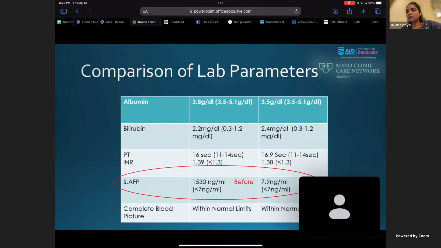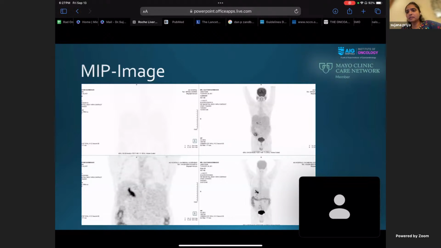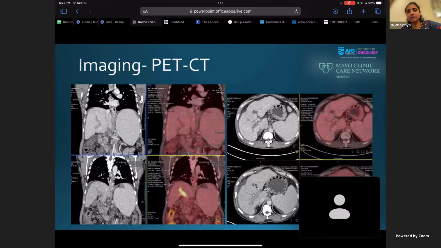Post SBRT, even though it's very early to do imaging or lab parameters, because we considered this patient for a bridge to transplant, we had to repeat all the imaging and blood parameters. There is definitely a significant fall in serum AFP. If you look at the PET scan images, there is also a definite response to SBRT in this patient. You can clearly appreciate the difference between the lower and the upper images. The definite tumor thrombus, which was FDG avid at baseline, has completely vanished.